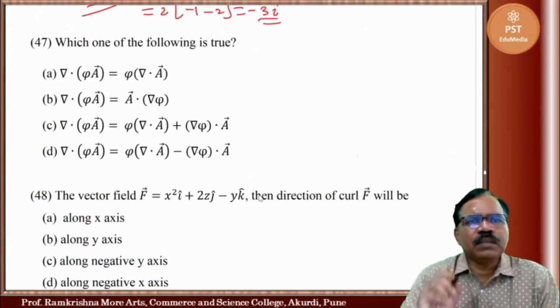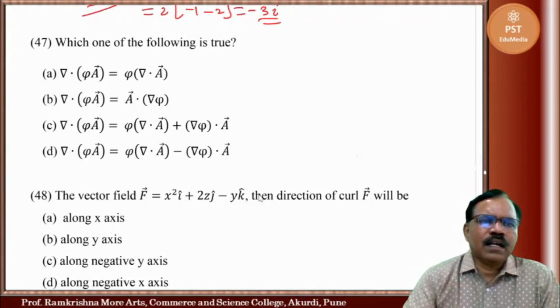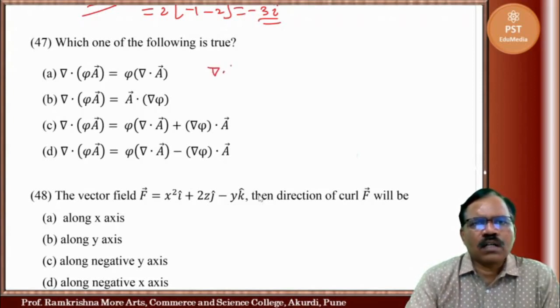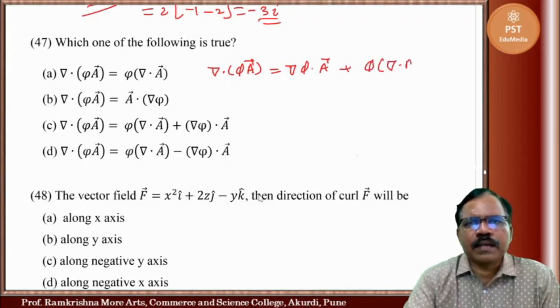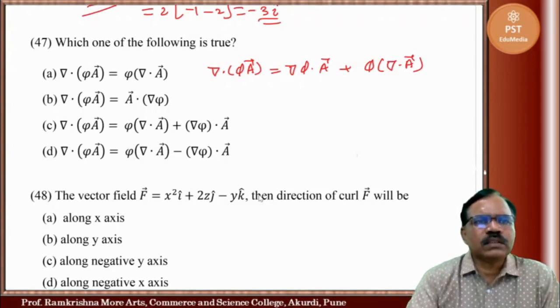Which one of the following is correct? Del dot phi a, where phi is scalar and a is vector, comes out to be del phi dot a plus phi into del dot a. So this third one is correct.